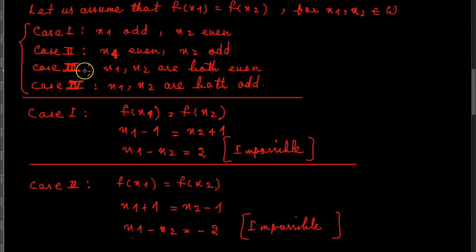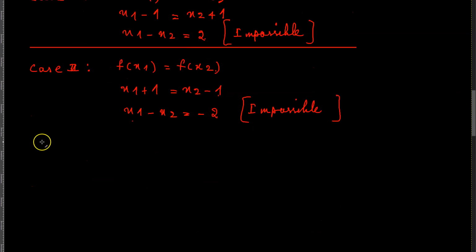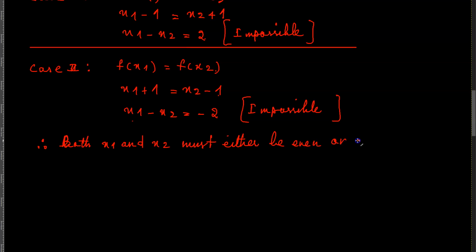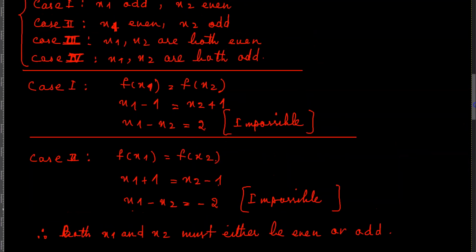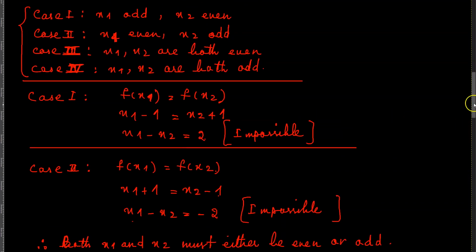So case number 3 is saying that both x1 and x2 are even, and case number 4 is saying that x1 and x2 are both odd. Which means that both x1 and x2 must either be even or odd. So now let's see what happens if we try case number 3.